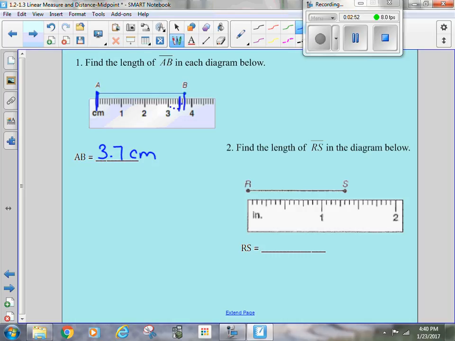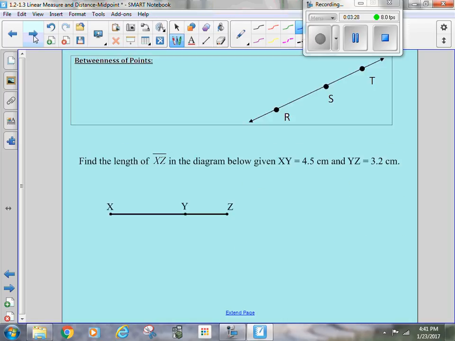Now we want to find the length of segment RS. R again is starting at our 0, then S comes up here, but notice that there are 16 little dash marks in here. So we go up to the 5th one. So we have 1 and 5/16 inches. Just like using a ruler, you want to see how long that segment would be.